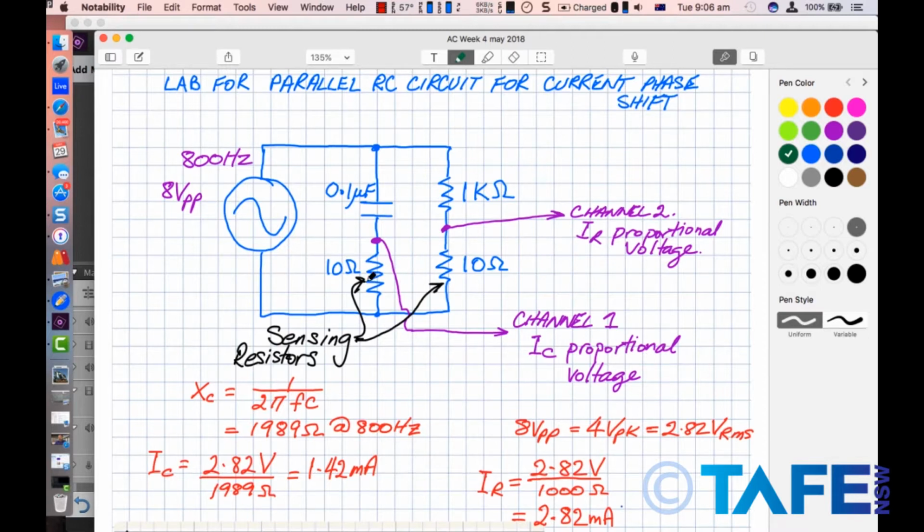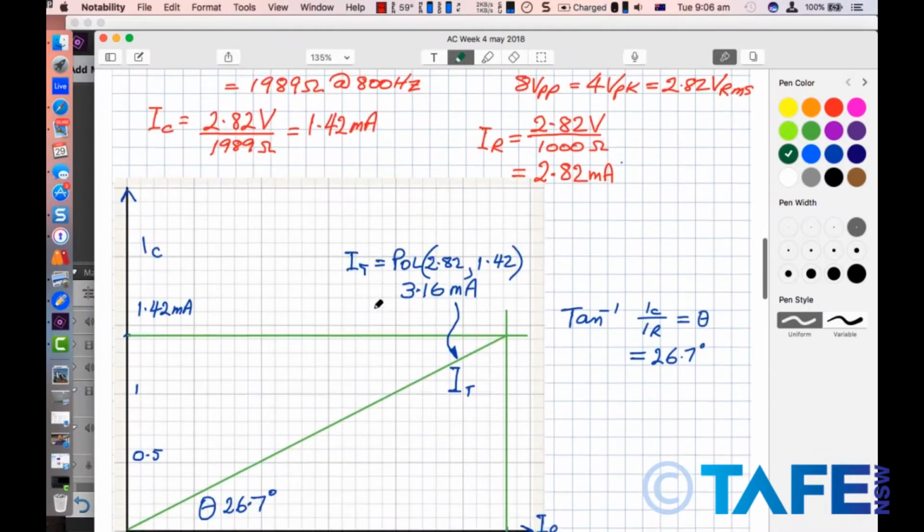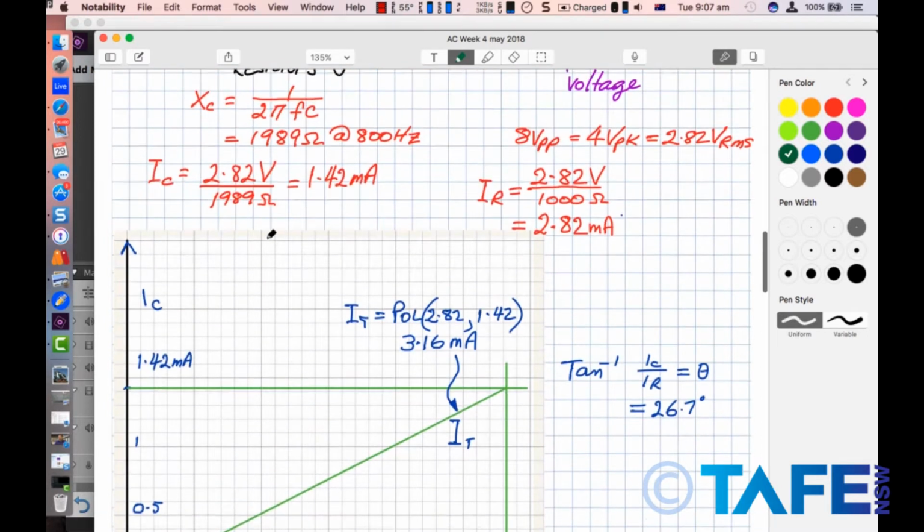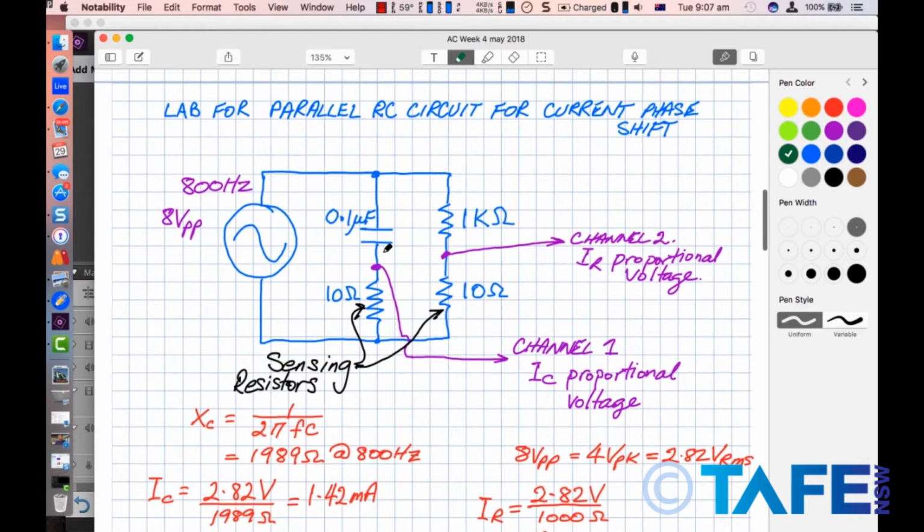Sadly, we can't show the actual total current in the circuit, which you can see here. The phase shift between the resistor current and the total current is 26.7 degrees, and I'd have 90 degrees minus theta, which would be the difference between the current in the capacitor, which is leading in this case the total current in the circuit. So a little bit difficult to do, and we can have a look why when we see this circuit.